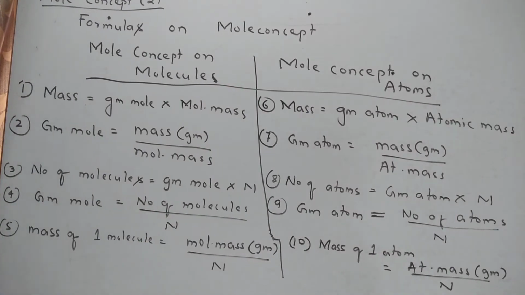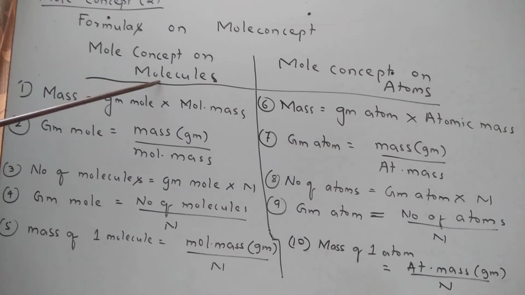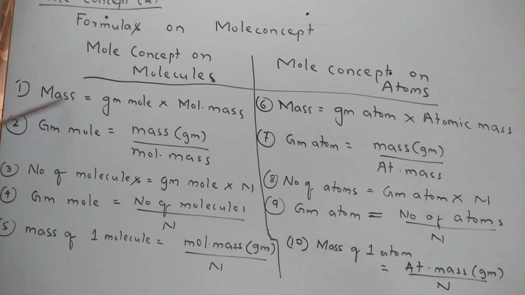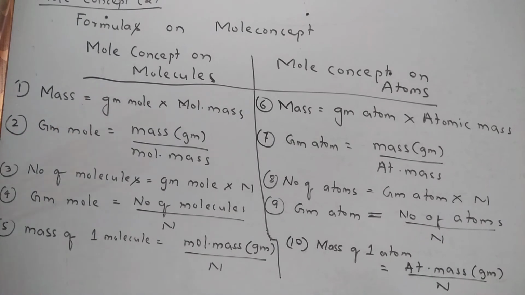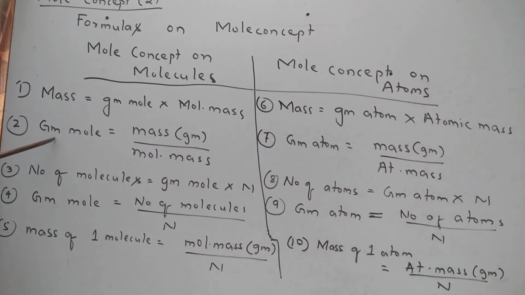5 formulas. The first formula on the mole concept of molecules, number 1: mass is equal to gram mole into molecular mass. Number 2: gram mole is equal to mass in gram divided by molecular mass. Number 3: number of molecules is equal to gram mole into N. N is the Avogadro's number, which is equal to 6.023 into 10 to the power 23. Number 4: gram mole is equal to number of molecules by N. Number 5: mass of one molecule is equal to molecular mass in gram divided by N.